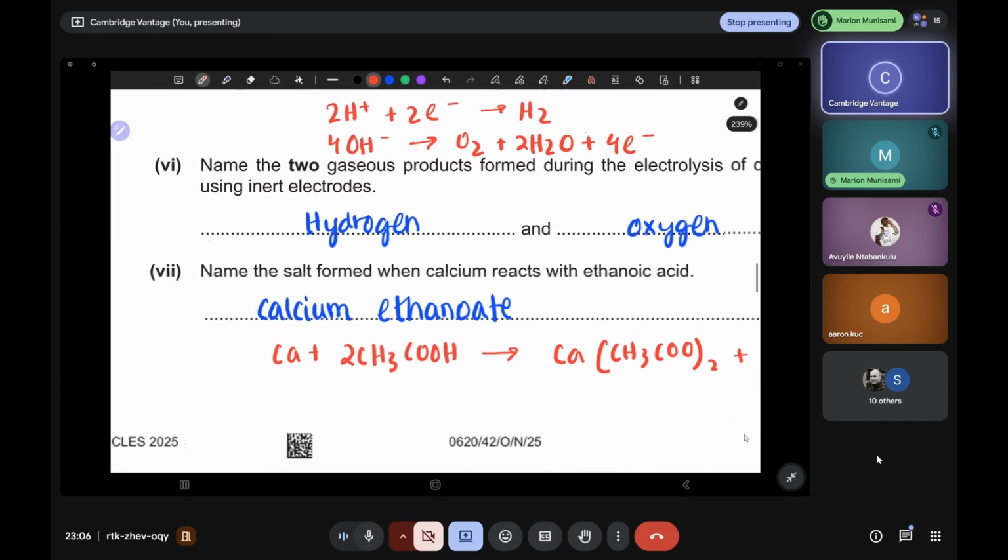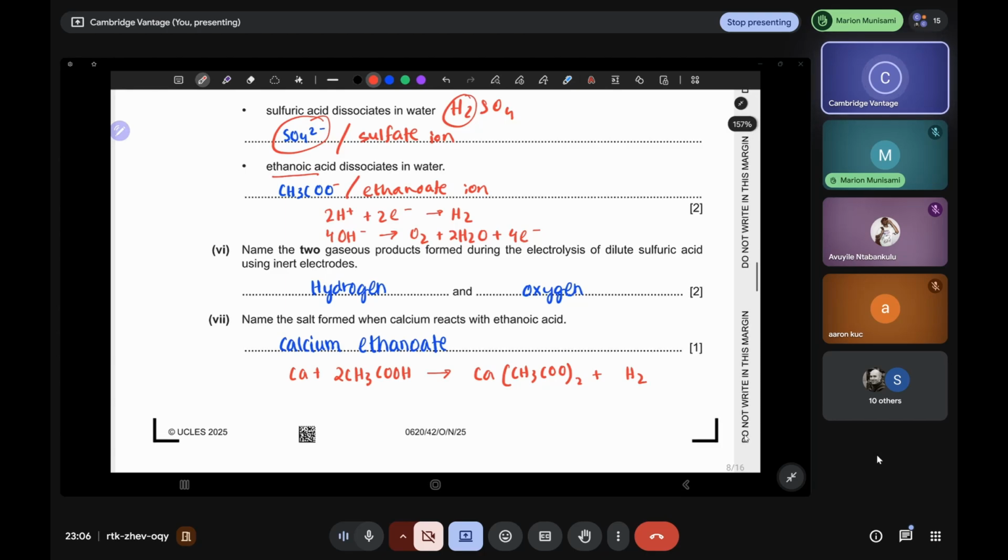Okay. And then what do we have? Name the two gaseous products formed during the electrolysis of dilute sulfuric acid using inert electrodes.